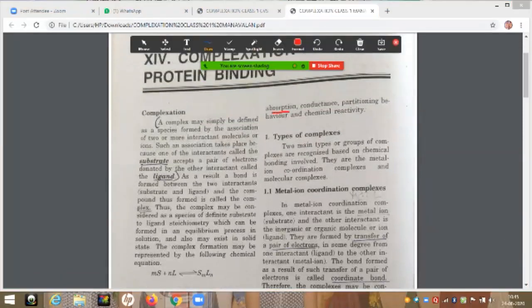Light absorption changes, conductance changes, the partitioning behavior changes, and the chemical reactivity changes. So, solubility, light absorption, conductance, partitioning behavior, and chemical reactivity. These are some of the properties which will change when we form a complex of the drugs.